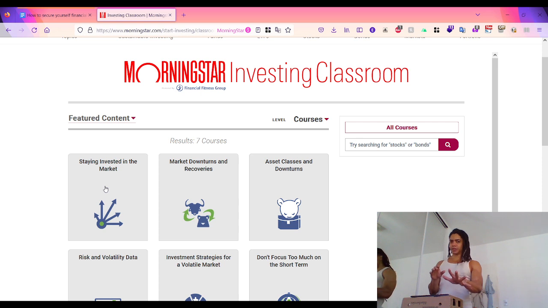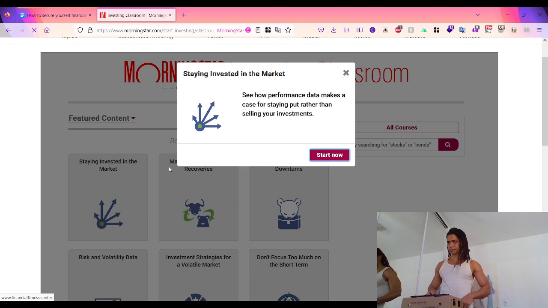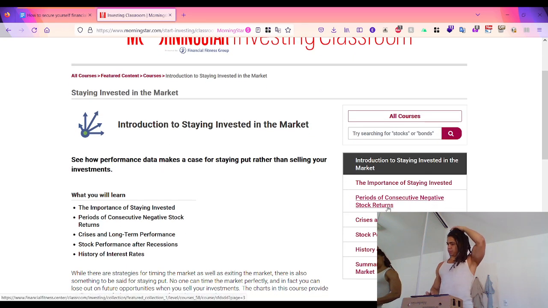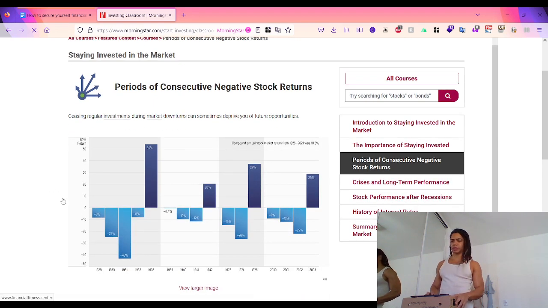So even though diversification doesn't eliminate risk and DCA doesn't ensure you a profit or protect you against financial losses in a declining market, I also looked at crisis and long-term performance. Again, the idea here is to look at the historical data from 1973 and how the stock market has performed, for example, in this graph, the periods of consecutive negative stock returns, crisis and long-term performance here.